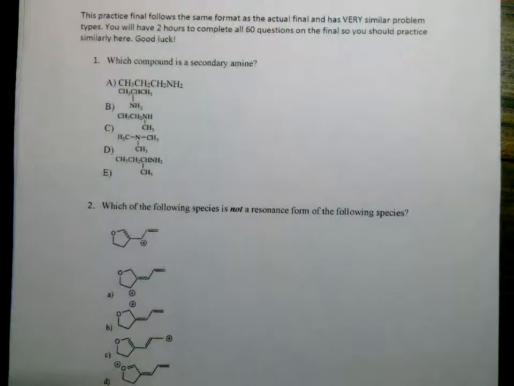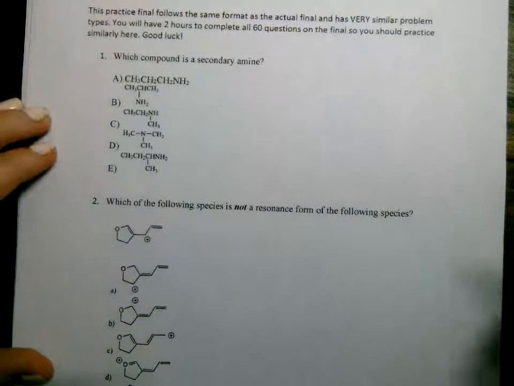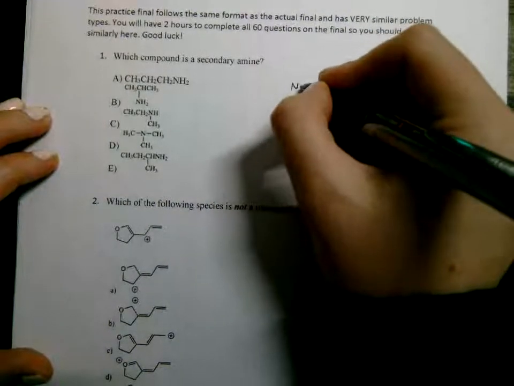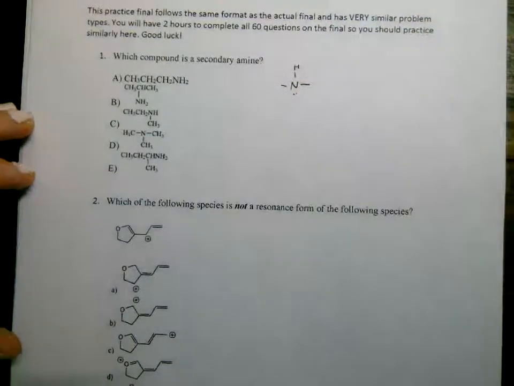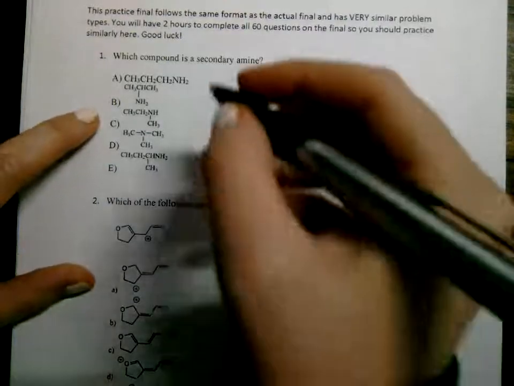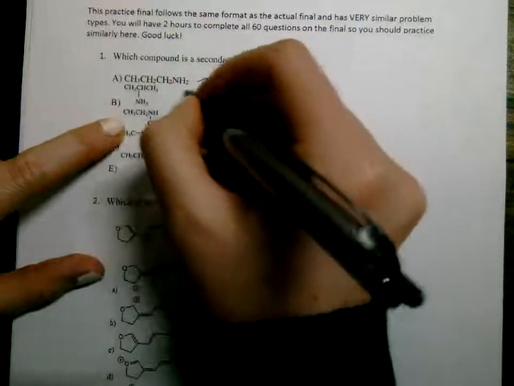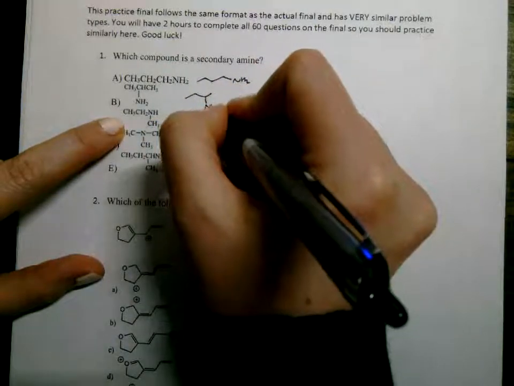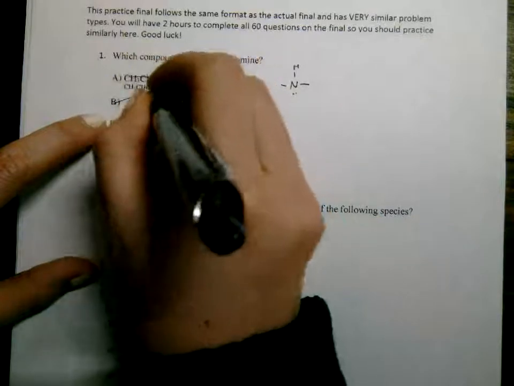Okay, so here we go. This is how I would approach this question. Number one, which compound is a secondary amine? For a secondary amine, there are two carbon groups and one hydrogen attached to the nitrogen, so I'm just going to look for that. A looks like a primary amine. It's NH2. This also is NH2, two hydrogens attached. So not A, not B.